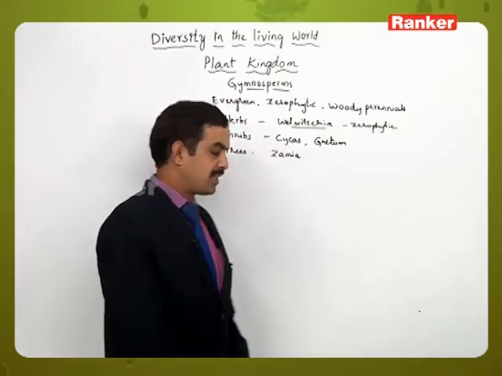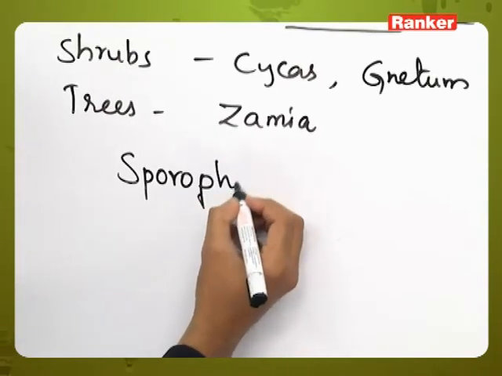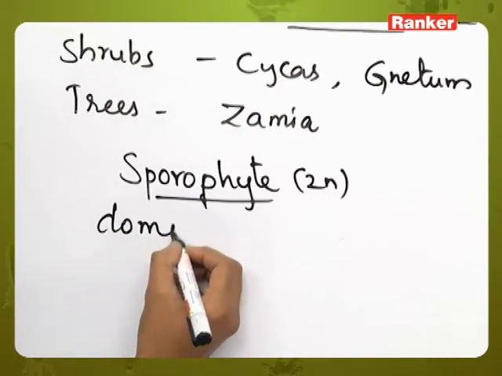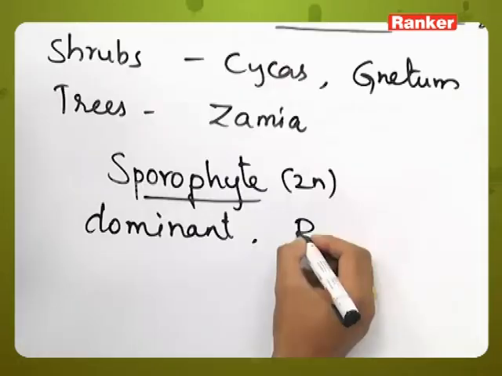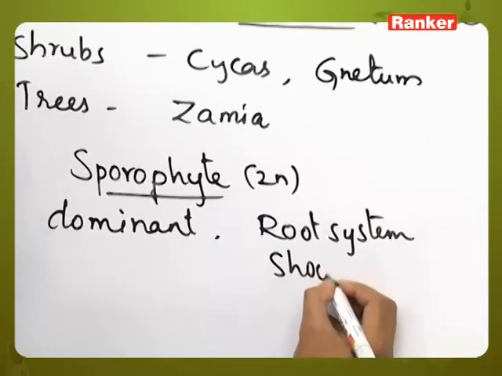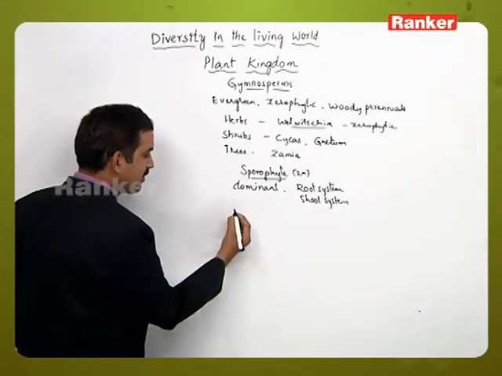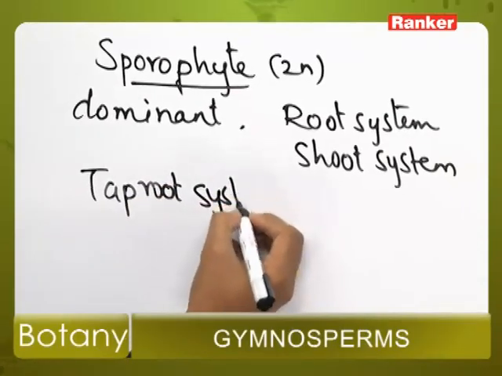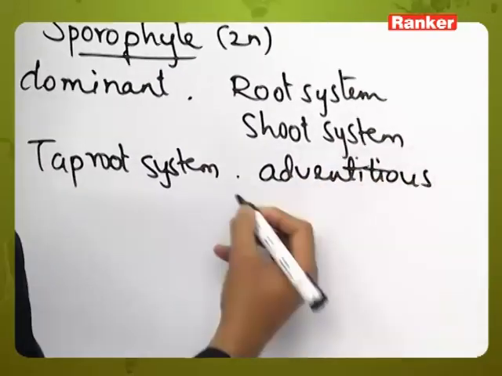Here the plant body is called a sporophyte, which is diploid and the dominant stage. It has a root system and a shoot system. The root system is sometimes in the form of a taproot system, and some will have adventitious roots also, but the majority of them will have the taproot system.